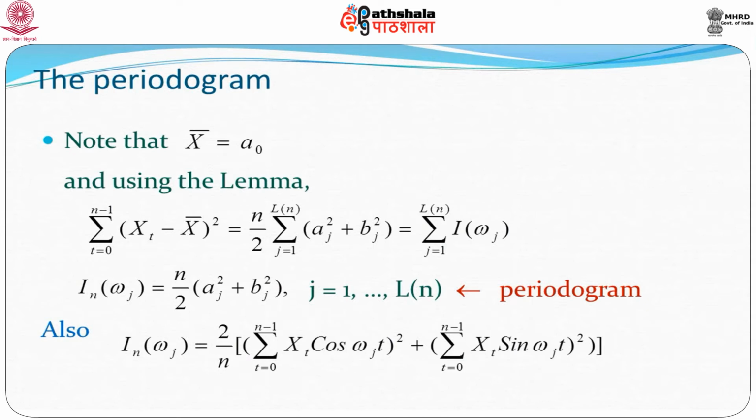Also, I_n(ω_j) can be written as 2/n times this expression, and now you notice that we are not using the expressions for a_j and b_j. So, we substitute the a_j's and b_j's, again use the lemma, and you can write it in this form, in terms of the original variables x_t's. So, you can write the periodogram in terms of the original variables. You can derive it directly from the original variables. You do not need to go to the estimation of the a_j's and the b_j's to get the periodogram.